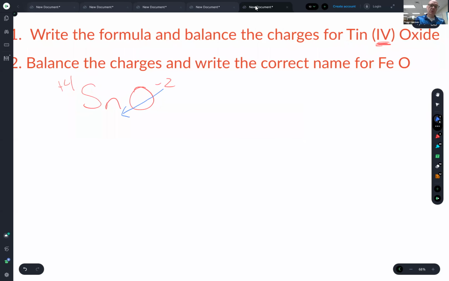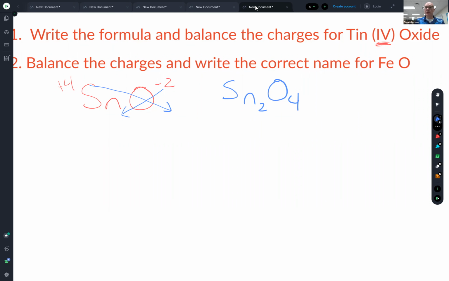All right. So we're going to take these 2 charges, we're going to put our hands in the air, and we're going to crisscross them down like we just don't care. And so we would end up with Sn2O4. However, because these elements always need to be in their lowest common denominators, we need to reduce them down. So we'll divide by 2, and we would get SnO2.